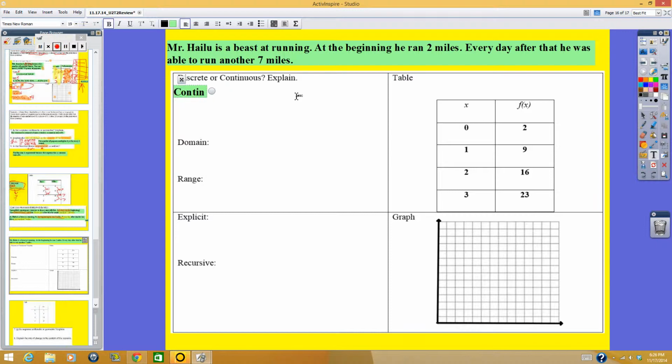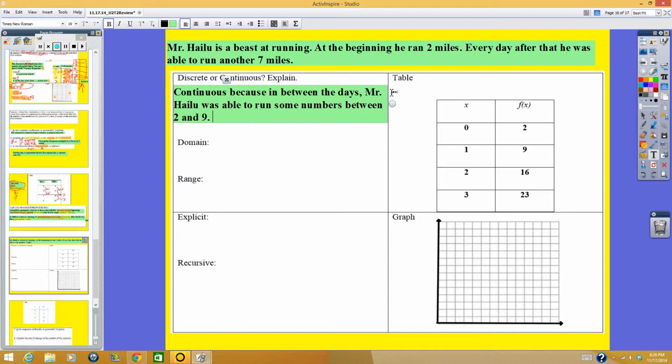I'm talking a lot. This is continuous because, remember, discrete is jumping. Continuous means you can have any decimal, any fraction of it. So continuous because, you know, in between the days, Mr. Hailu was able to run some numbers between 2 and 9, right?